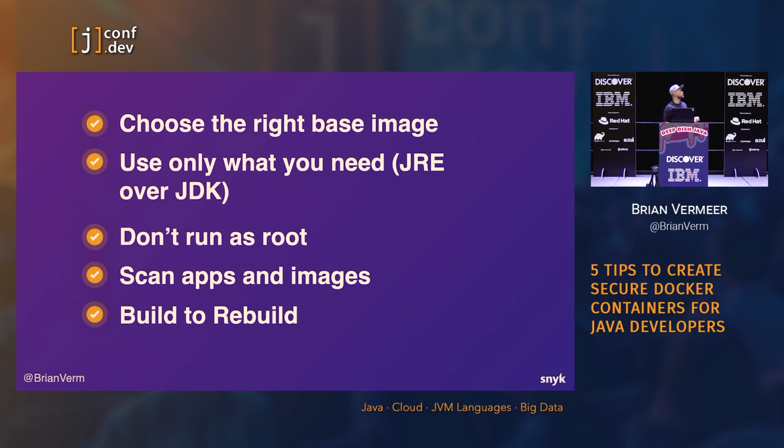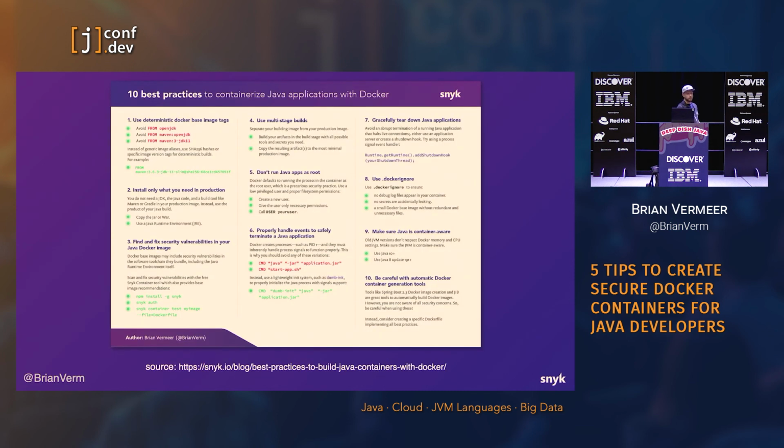And always build your application to rebuild. Just lifting and shifting your application is not a good thing. Make sure that you can demolish that one Docker image or that one Docker pod or node if you need to. If you want to know more, we created 10 best practices for you. These were only 5. One of the things over there is to make sure that the Java version you're using is actually Docker aware. The older Java 8 versions were not.